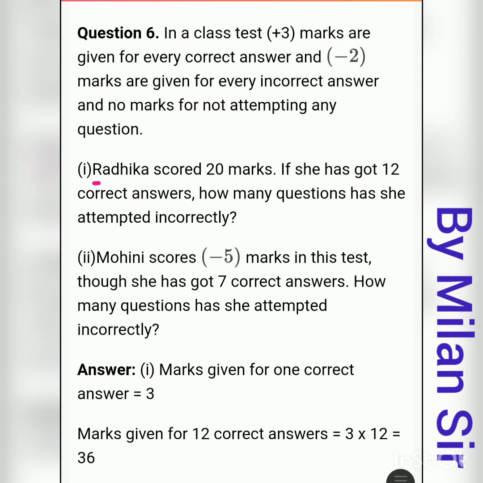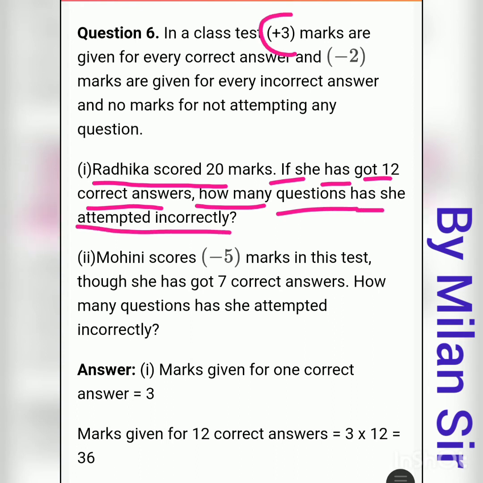Okay, Radhika scored 20 marks. If she has got 12 correct answers, how many questions has she attempted incorrectly? Here plus 3 marks are for the correct answers and minus 2 marks are for the incorrect answer. Okay.